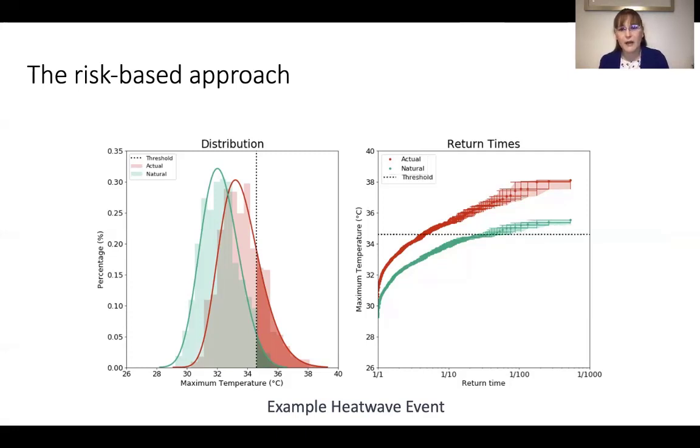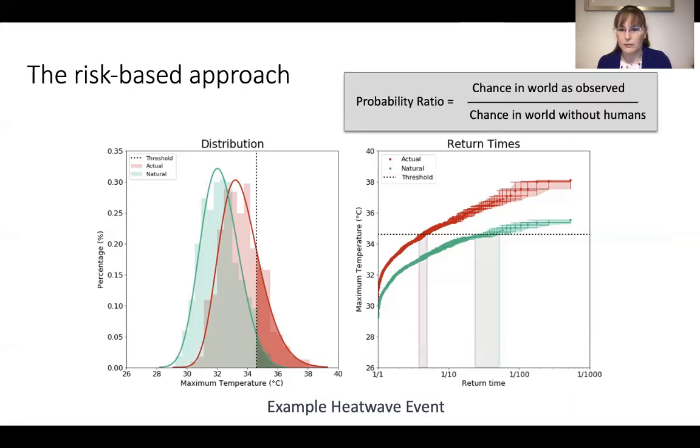And we can put the same event threshold on this and look to see how the likely chance of seeing the event has changed, and that's the same as taking the probability of exceeding that particular threshold. And we can frame this as a probability ratio. So we're looking at the chance of exceeding that particular event threshold in the world with human-induced climate change over the probability of exceeding that event in the world without human influences.